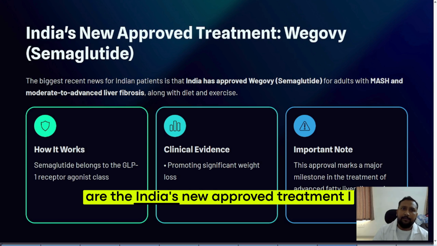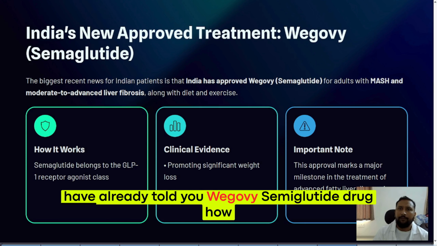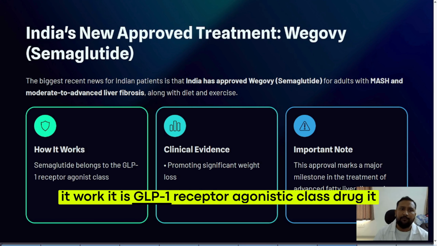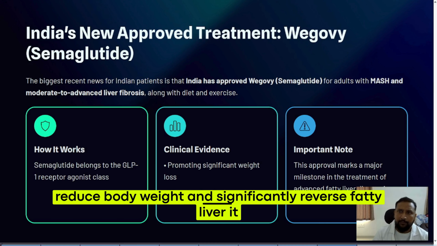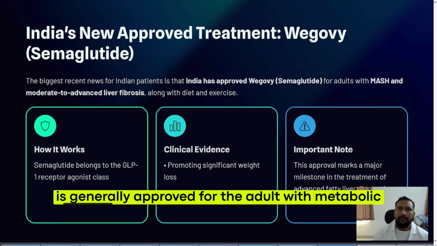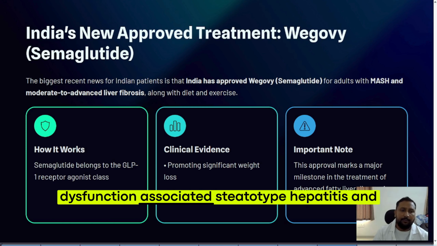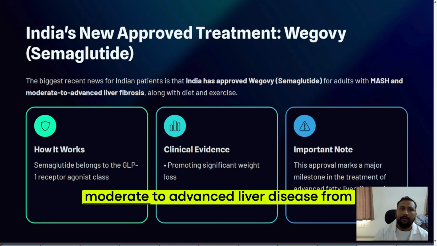What are India's newly approved treatments? I have already told you about Wegovy, the semaglutide drug. How does it work? It is a GLP-1 receptor agonist class drug. It reduces body weight and significantly reverses fatty liver. It is generally approved for adults with metabolic dysfunction associated steatohepatitis and moderate to advanced liver disease.